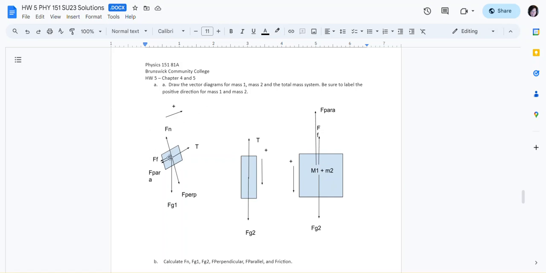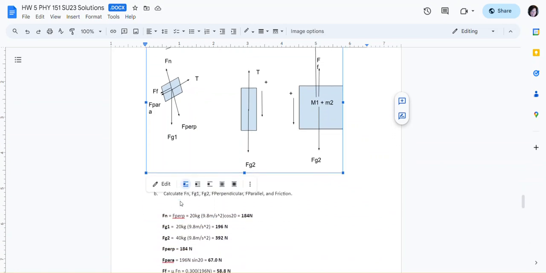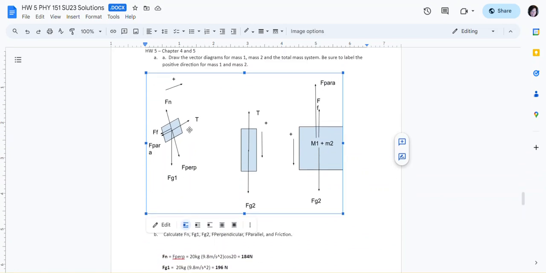So notice I have two vectors going down the incline. That's Ff and F parallel. I have Fn counteracting F perpendicular, and I have the tension pulling it up. So my net force equation would be tension minus Ff plus F parallel. And that would make mass 1 accelerate.